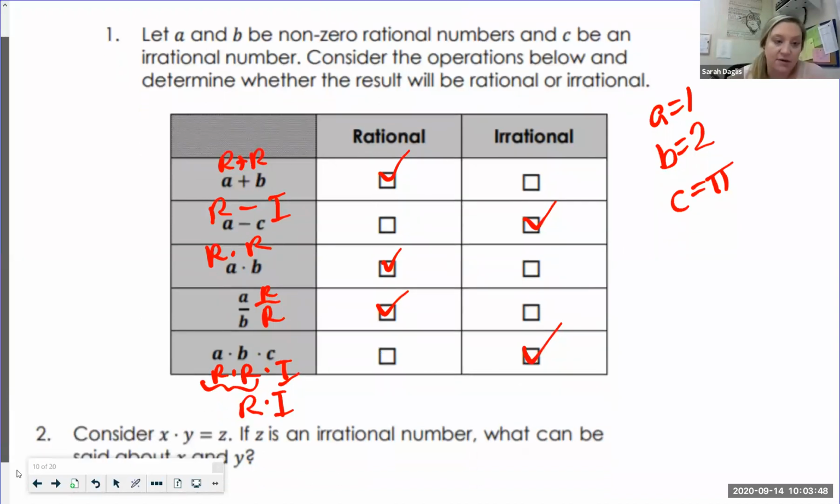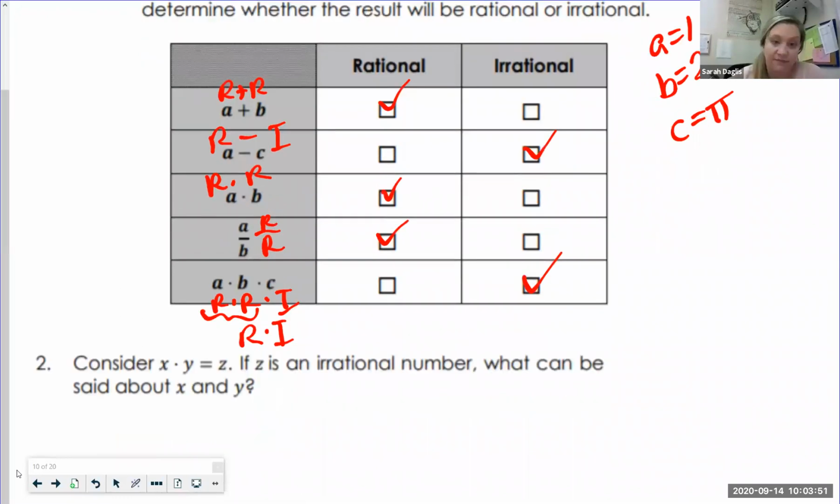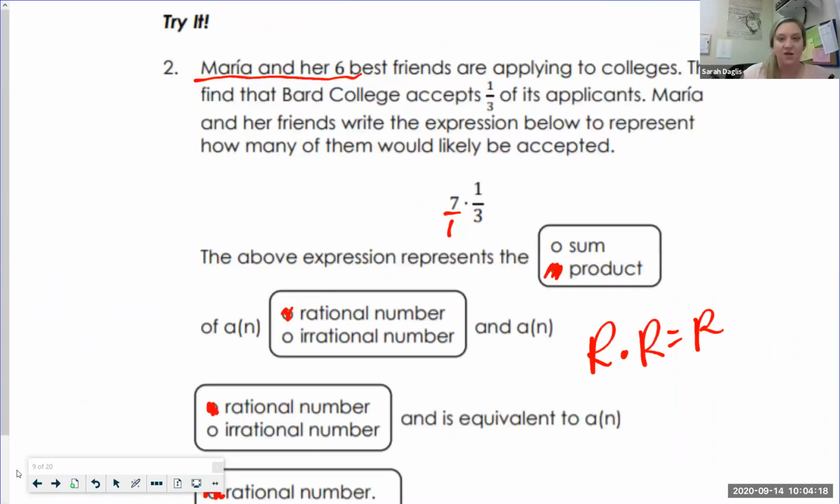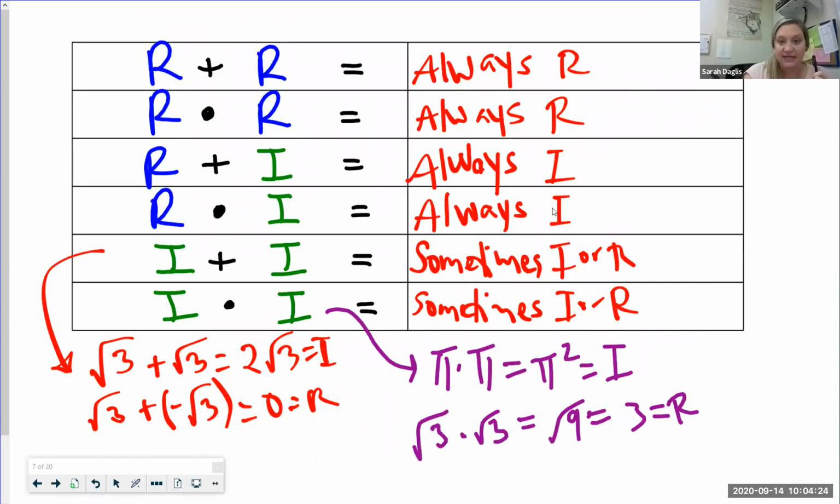All right, last piece of our notes. Consider x times y equals z. If z is an irrational number, what can be said about x and y? Okay, so I had to multiply x and y together to get z, right? So I multiplied two things together and I got an irrational number. Okay, so what does that tell me? Well, let's go back to that chart. How could I get an irrational number from multiplying? Well, it looks like I can get it if one of them is irrational right here. I could also get it though, this says sometimes if I multiply 2 of them. So what do we know about it?